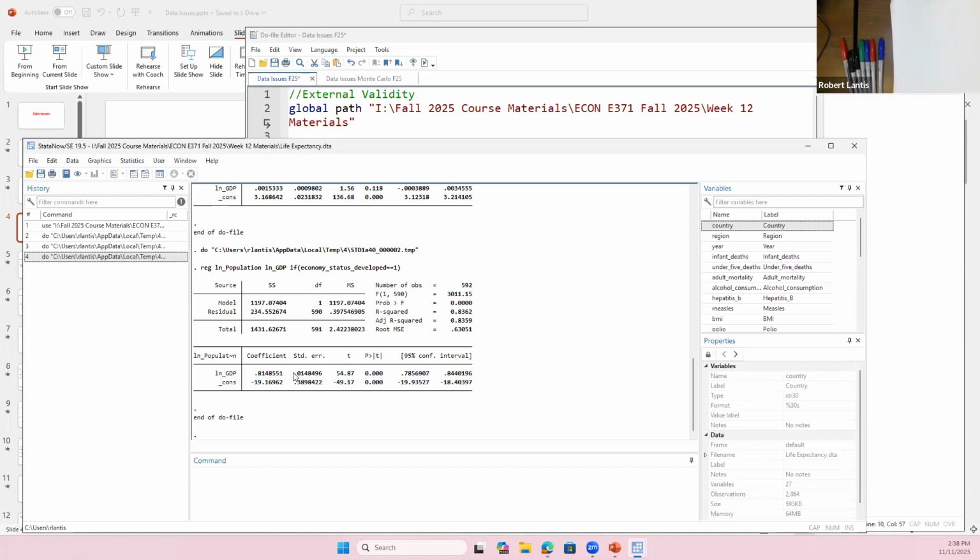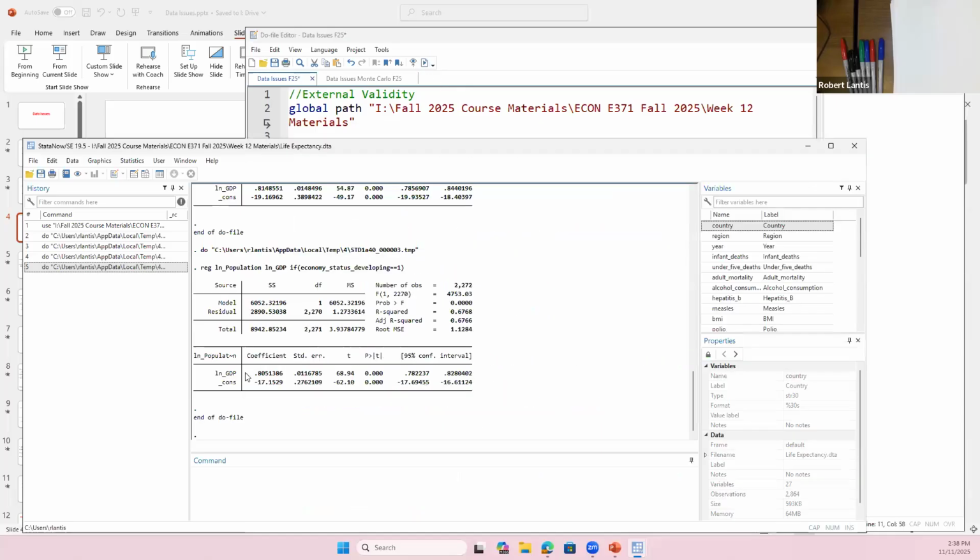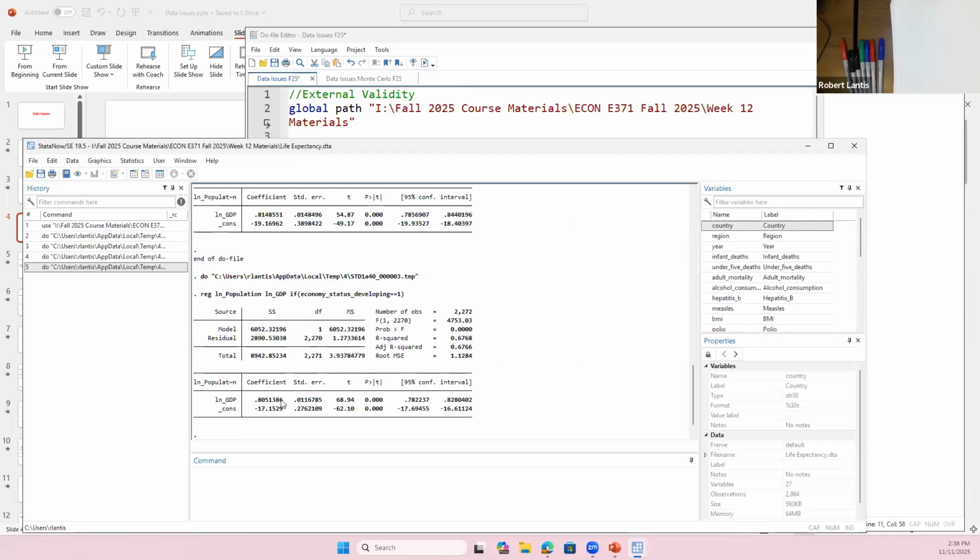Now, if I were to look at this result and say, okay, for every 1% increase in GDP, I can expect the population of a country to go up by about 0.81, well, that's only if I'm looking at developed nations. If I look at developing nations, there I see the same sign on that effect. But what is the increase in population for those countries? Not quite as large, but very close, right?